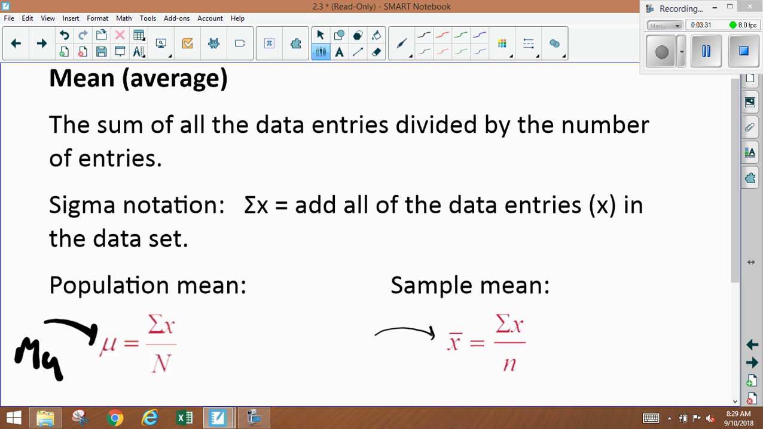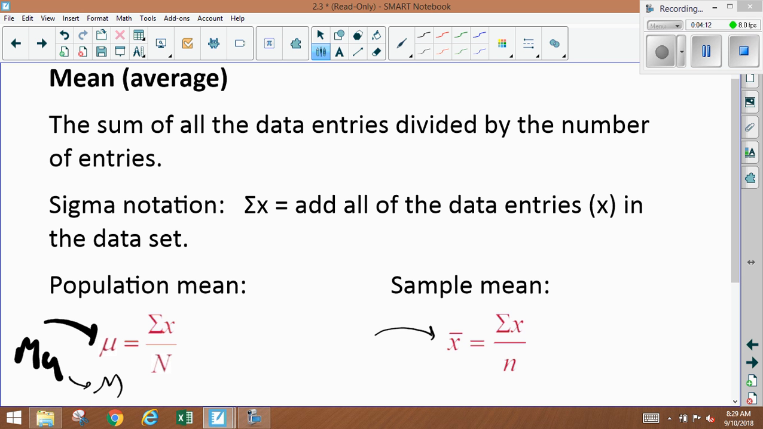For instance, if we wanted to find the average height of a student at Cleveland High School, we would have to make sure that we had measured, or at least asked, everyone their height, and that we had all of them. If we had every single person's height, then we could use this mu, this funky looking M. And when I write them, they look like that. That's how I write mine.